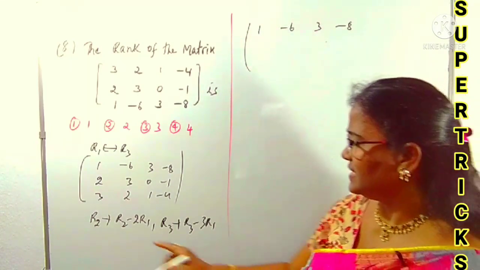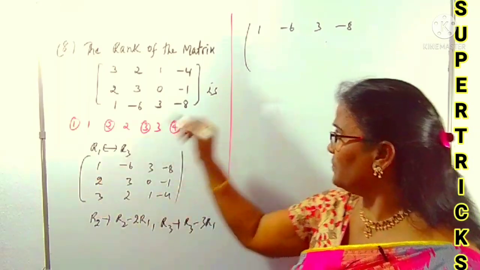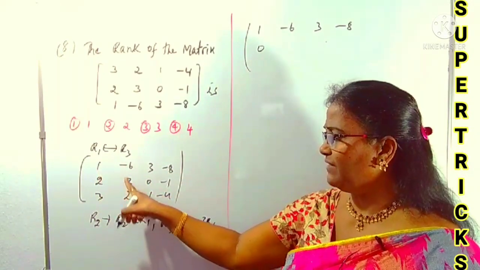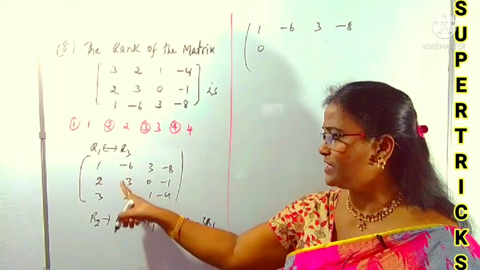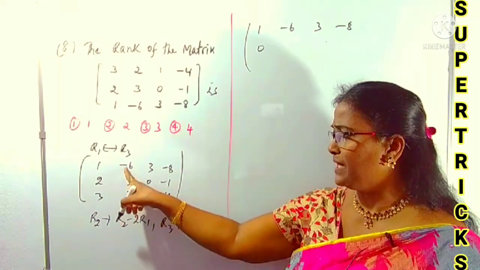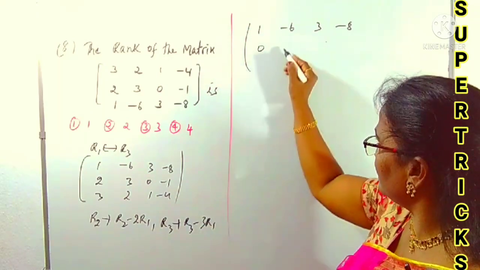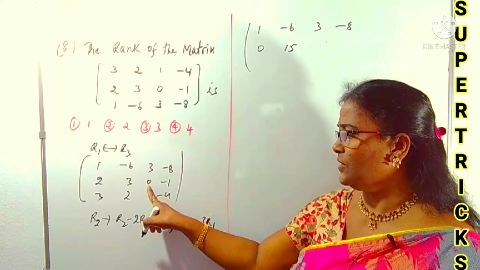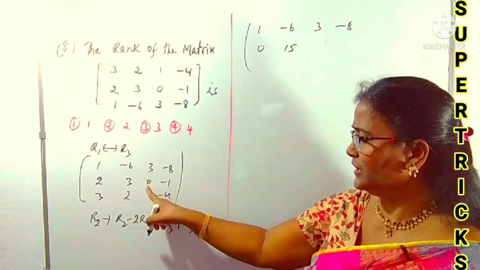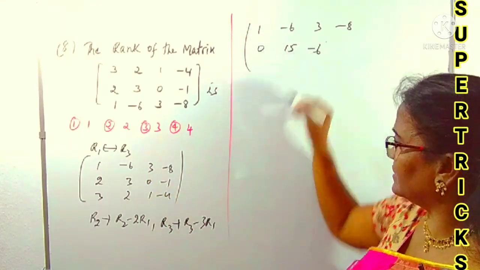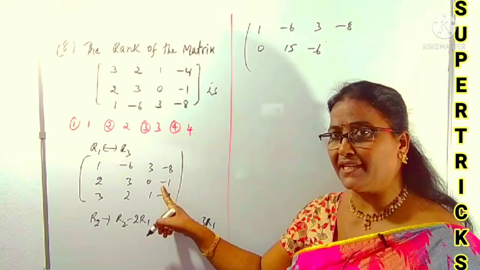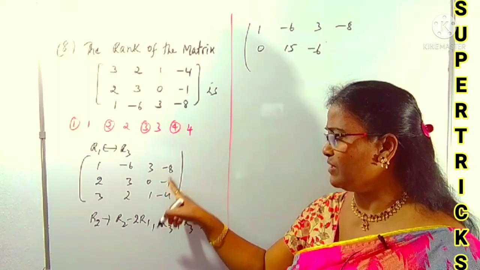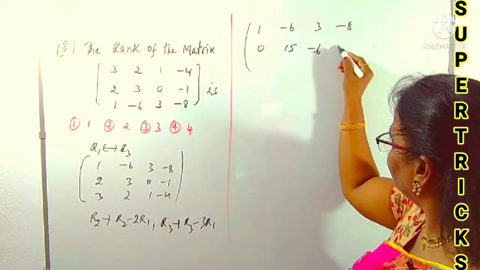The first row is not affected. Second row: 2 minus 2 is 0, because this is multiplied with 2. 3 minus, with minus 12, because you are multiplying with 2: 3 plus 12 is 15. Then 0, 2, 3, 6: 0 minus 6 is minus 6, right? Now minus 1 is already there. This is multiplied with 2: 2 eights are 16. Minus 1 plus 16 is 15.